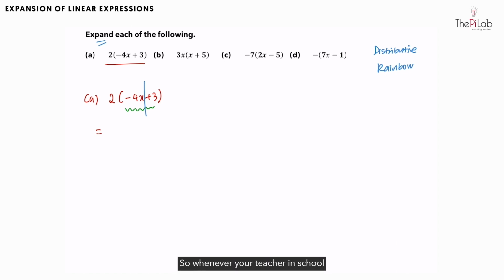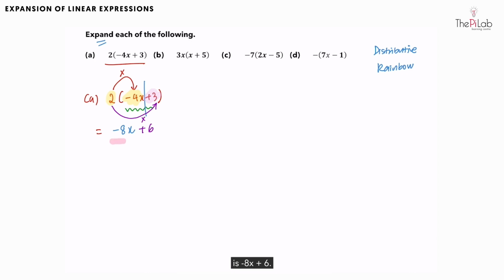So whenever your teacher in school actually draws an arrow, the arrow signifies multiplication. So what is being multiplied? You're actually multiplying 2 to the negative 4x. And what do you get? You get negative 8x. What about the other term over here? Plus 3. The same idea. You're going to take 2, which is the number outside, multiplied to 3. And you're going to get plus 6. So your final answer, boys and girls, is negative 8x plus 6.